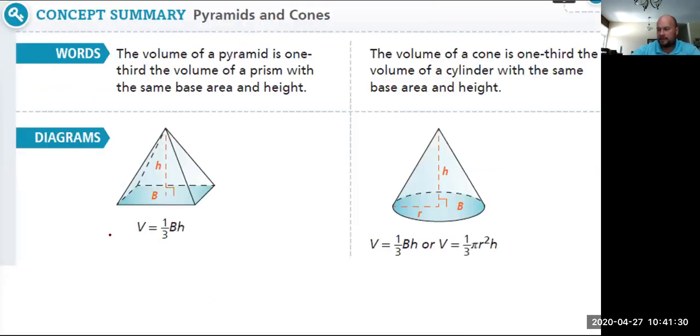Again, on this slide, just remember those formulas. That should really be a capital H because that's the height of the solid. Height of the solid. Oops. So again, I'd always make that a capital H when we're talking about the height of the solid.